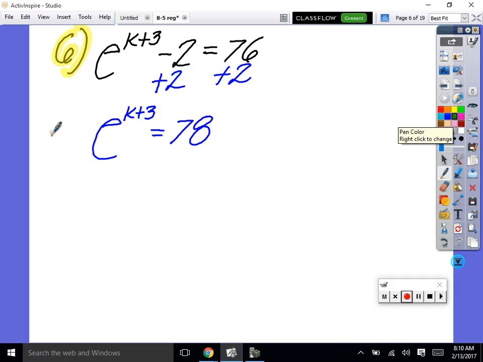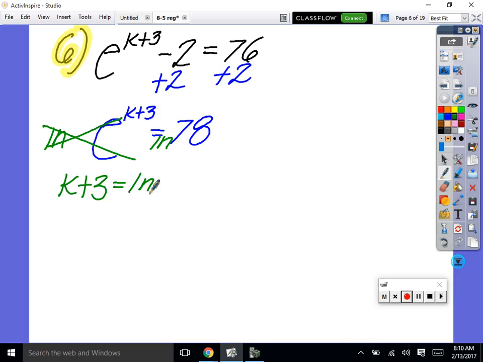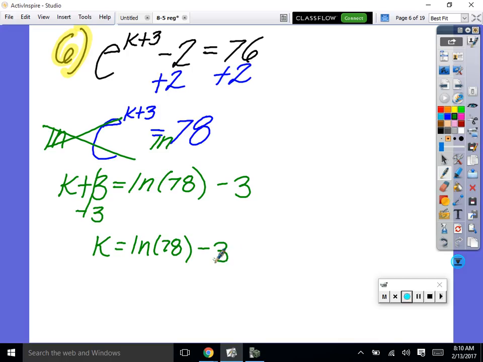You just said ln. So we're going to ln both sides of the equation, because you have to do it evenly. So ln and e undo each other. That's what inverses do. So we have k plus 3 equals the ln of 78. Our last step to get k alone would be subtract 3 from both sides of the equation. So k is equal to ln of 78 minus 3, sorry.